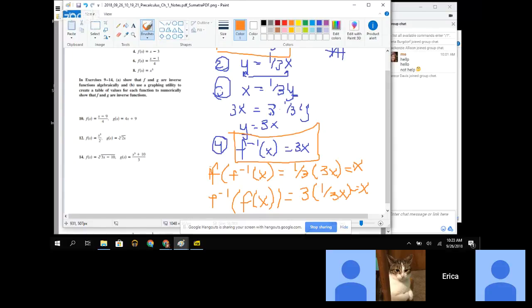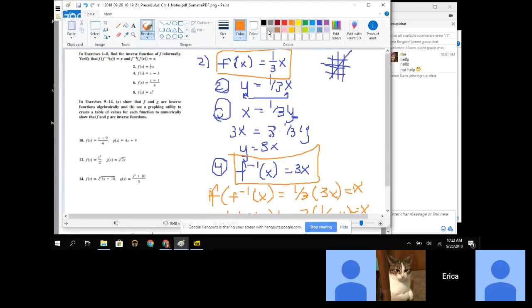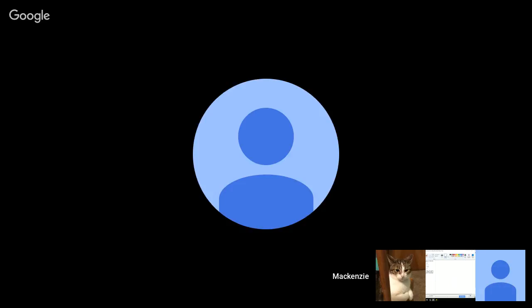Let's do a little bit more complicated one. Let's look at maybe number 10. Number 10 says, show that f and g are inverse functions algebraically and use a graphing utility to create a table of values for each function to numerically show that they are inverse functions. First of all, is everybody tracking so far? A lot of information early in the morning, right? Yeah, I got it. Cool.